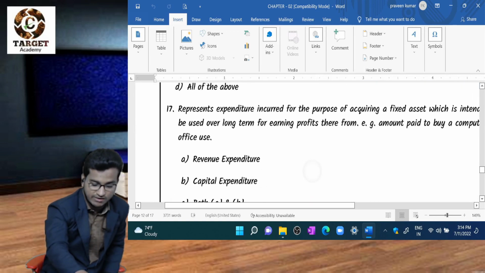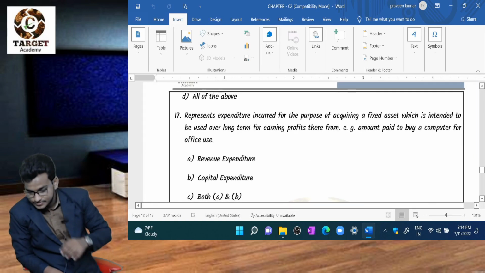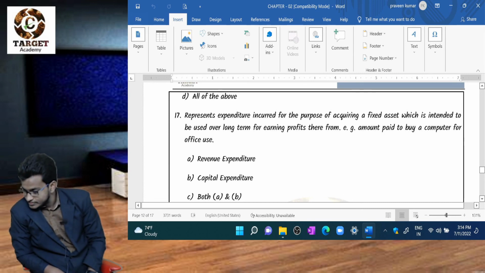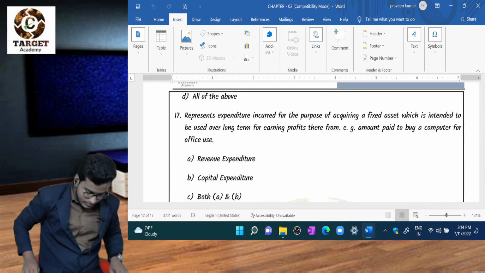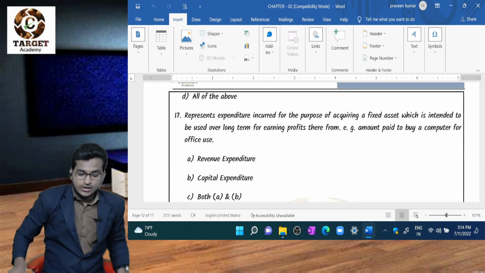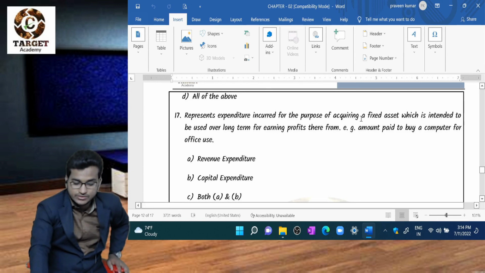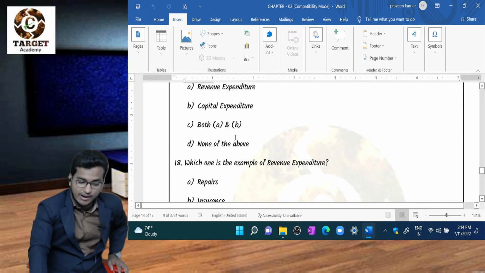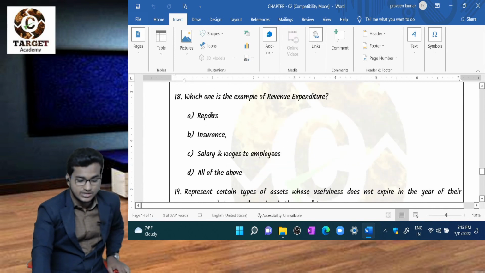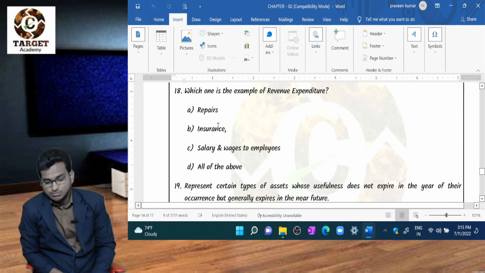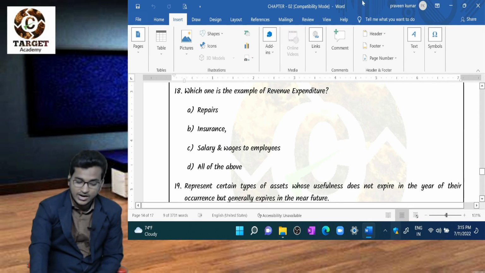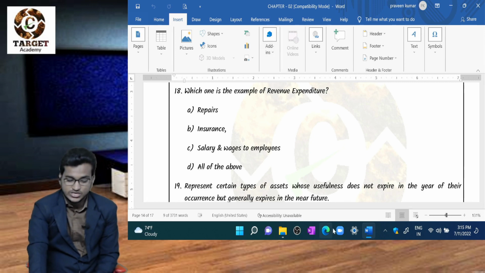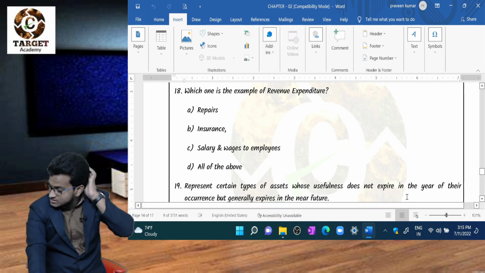See question number 17. Amount paid to buy a computer for office use. That means we are purchasing an asset, so that is capital expenditure. Option B. See question number 18. Example of revenue expenditure. Repairs, insurance premium, salary, wages, all will come under the P&L account debit side. So that is also revenue expenditure, so that is all of the above. Option D is the correct answer.